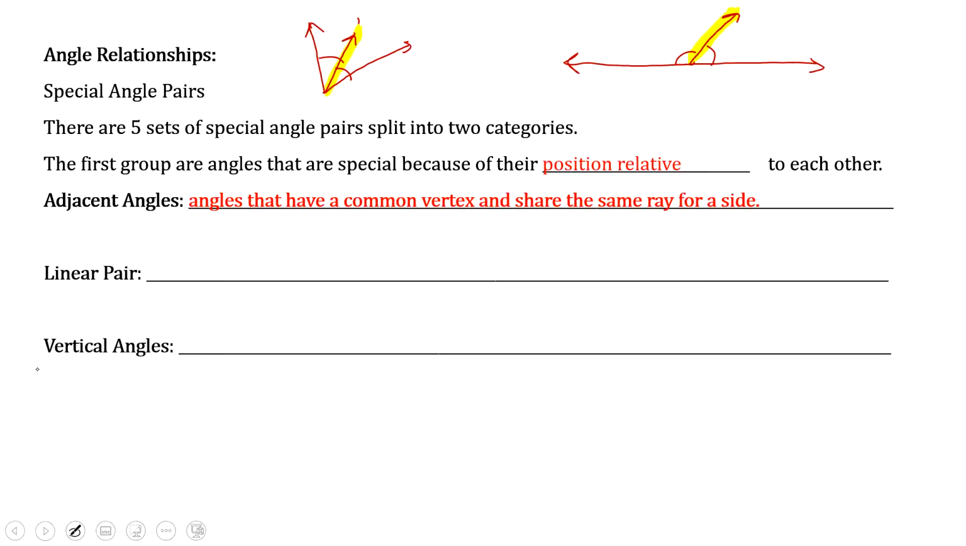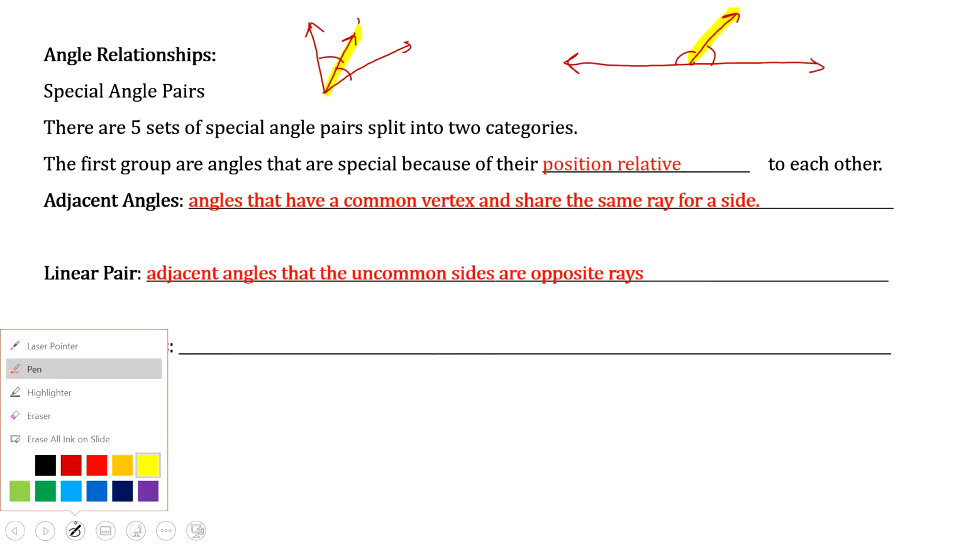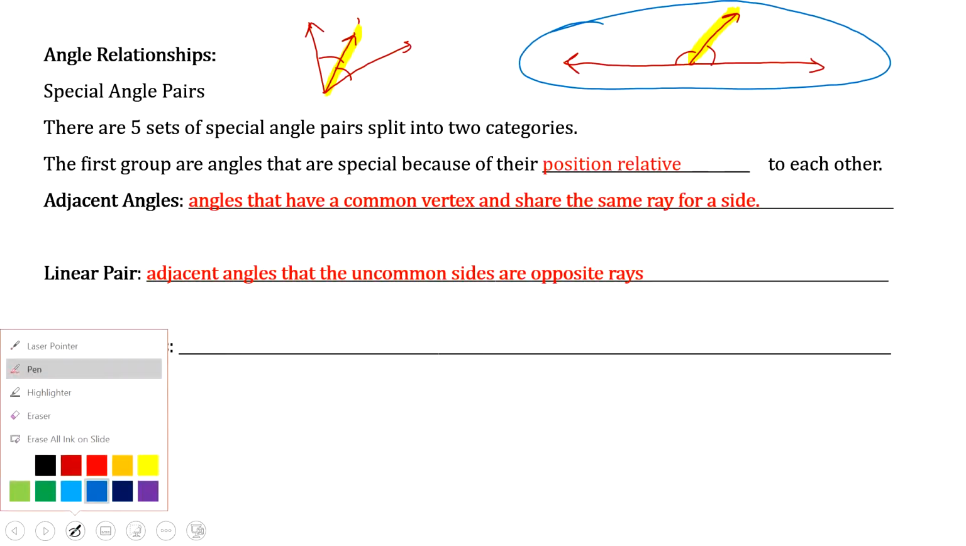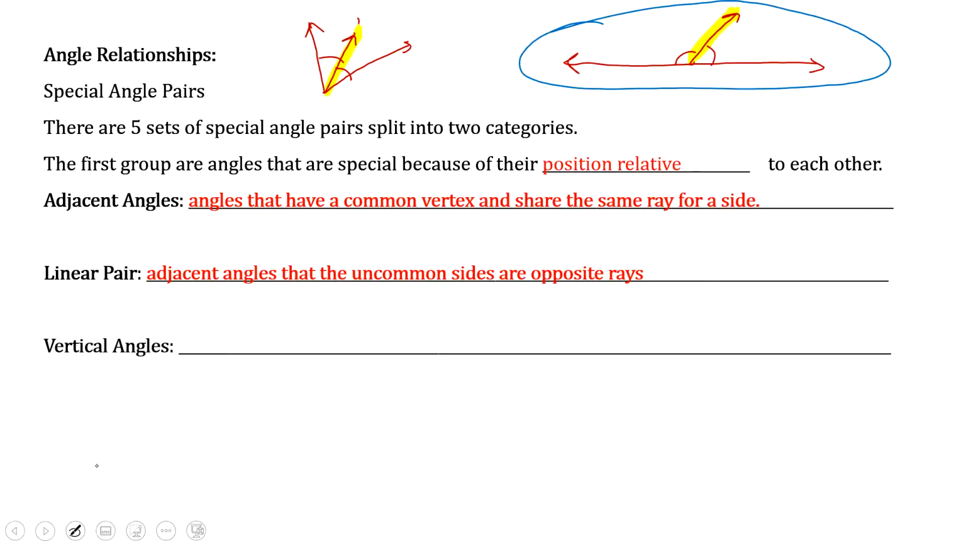Next one. Linear pairs are adjacent angles whose uncommon sides, the sides that they don't share, are opposite rays. And in my first example, when I drew it, this is a linear pair. The opposite sides are a straight angle, or opposite rays. Opposite rays are always collinear, so they're always going to form a line, so that's how we find the linear pairs. Make sense?